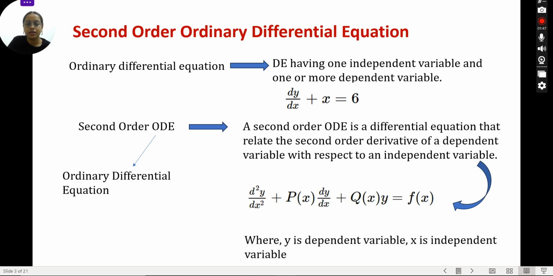For example, the general expression for the second order differential equation is d2y by dx square plus px dy by dx plus qxy is equal to fx, where px, qx and fx sometimes may be constant, and fx may be 0 also. If fx is 0, then we will call that equation homogeneous. So let's move to the next part.